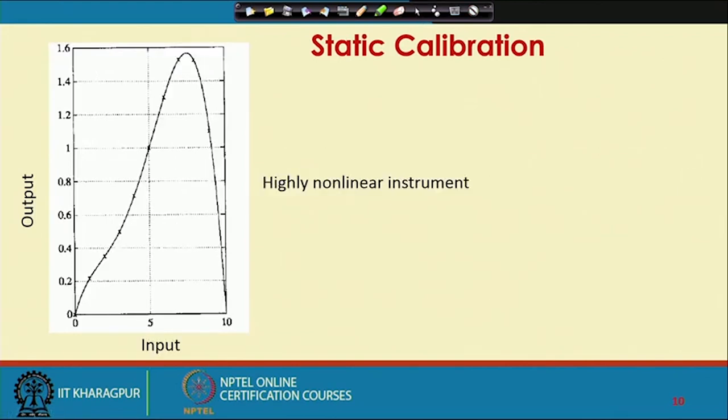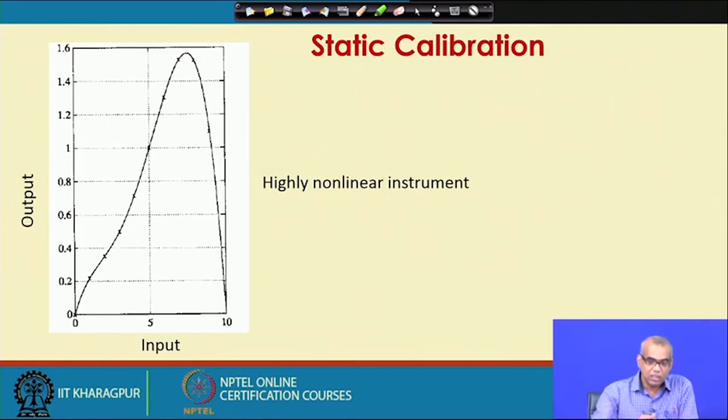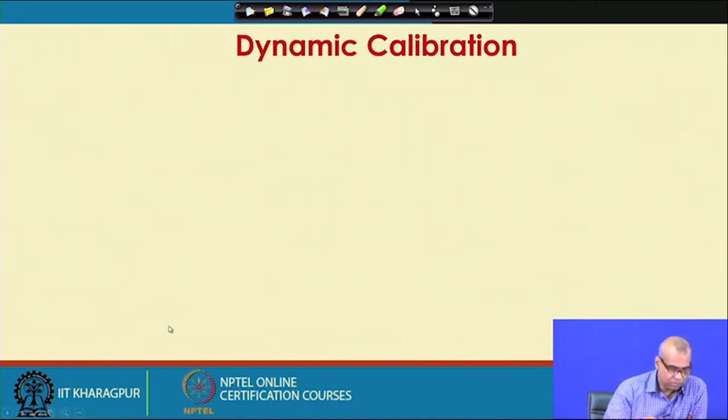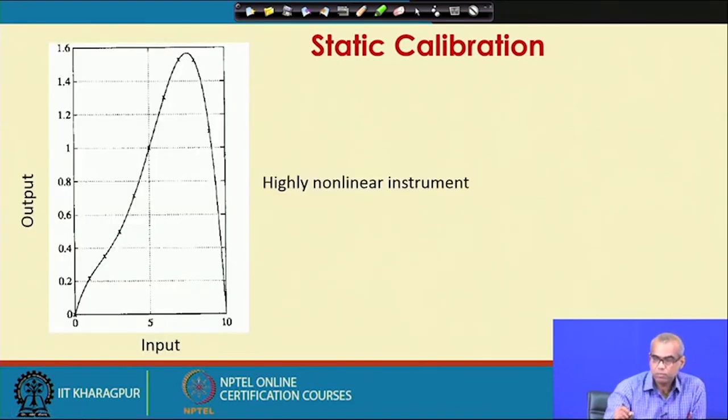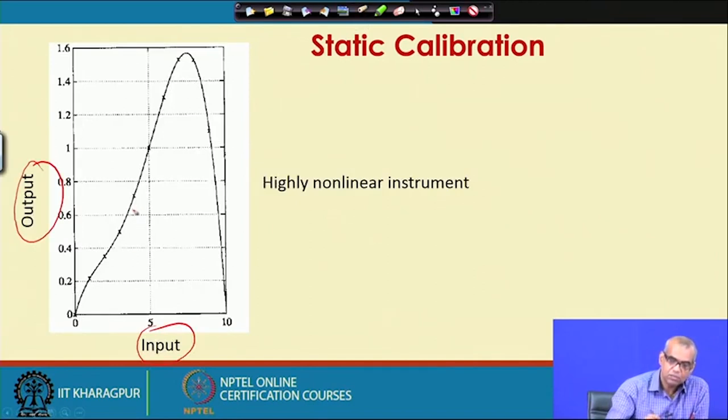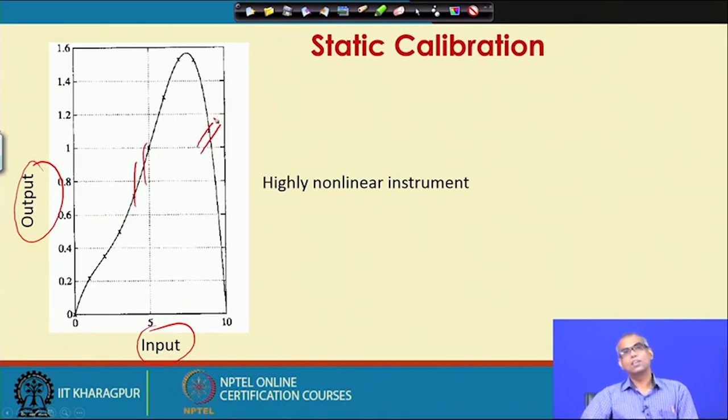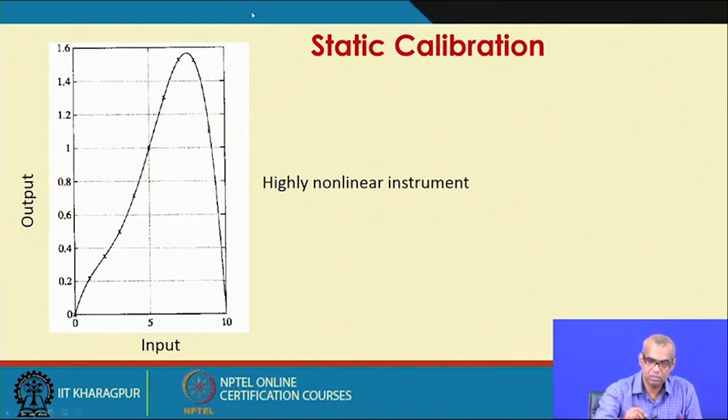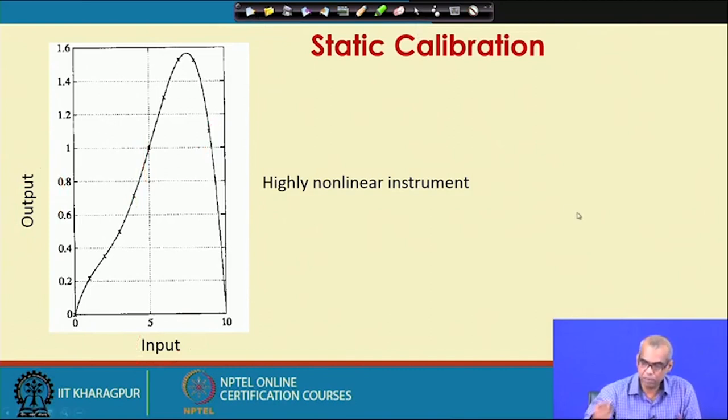If you look at here, so this is the relationship between input and output, which is extremely nonlinear in nature. So, this is a highly nonlinear instrument. So, extrapolation and interpolation are not very simple here, compared to linear instruments.